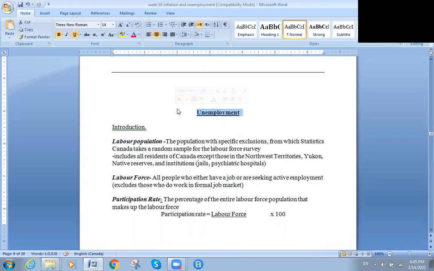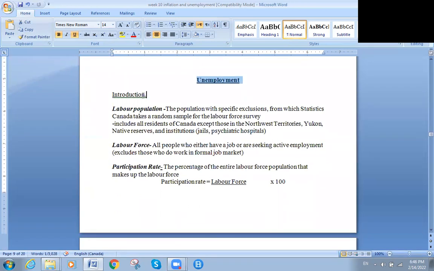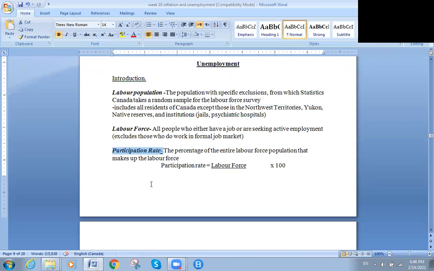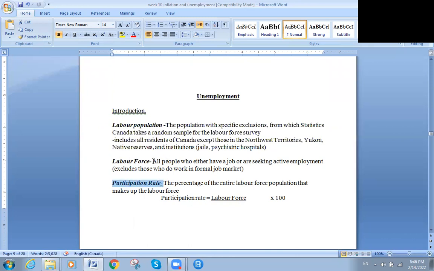We're done with inflation because we have a relationship between unemployment and inflation. So for the labor population, we said it is the population from which Statistics Canada takes its sample, with specific exclusions. We have a labor force in every country. We also have the participation rate. The labor force is all people who either have a job or are seeking work, looking for a job.